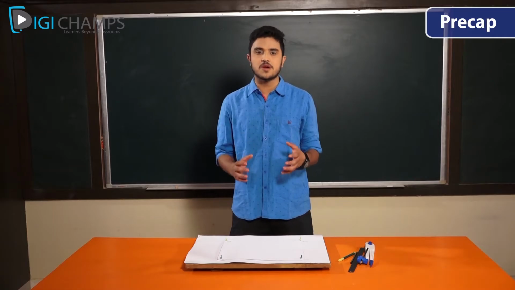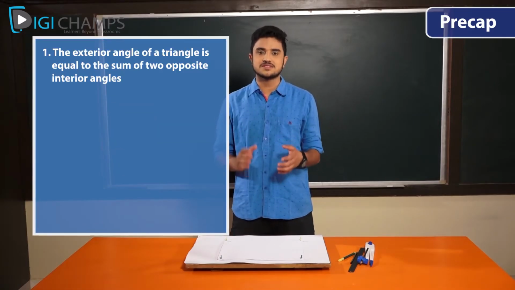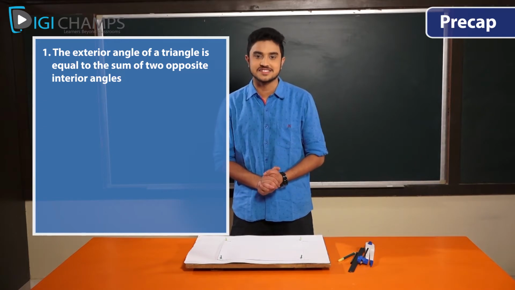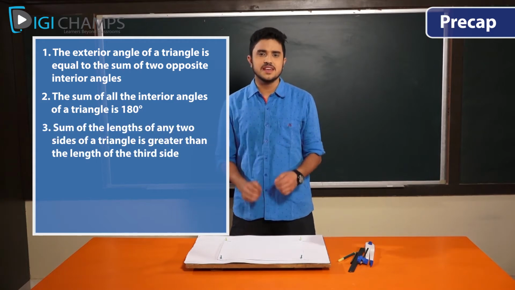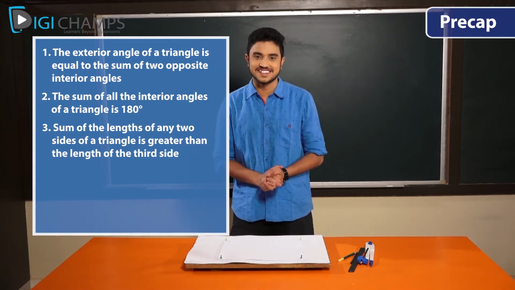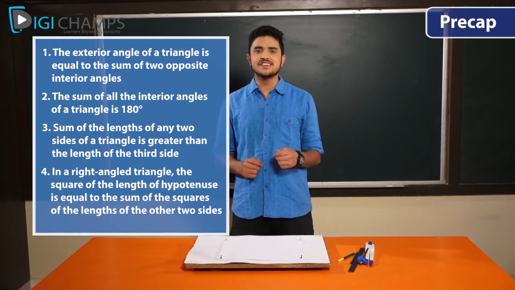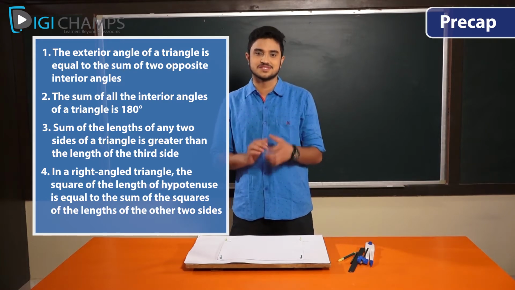Following are the important properties concerning triangles. Number 1, the exterior angle of a triangle is equal to the sum of the two opposite interior angles. Number 2, the sum of all the interior angles of a triangle is 180 degrees. Number 3, the sum of the lengths of any two sides is greater than the length of the third side. And number 4, in a right angle triangle, the square of the hypotenuse is equal to the sum of the squares of the other two sides.